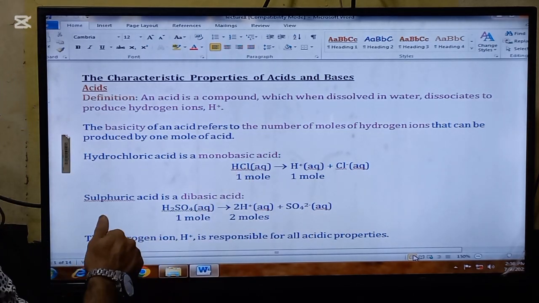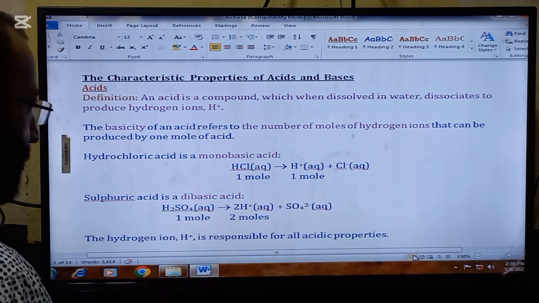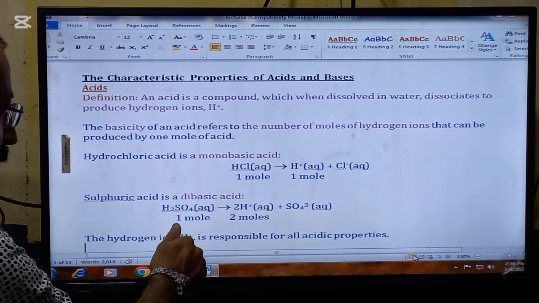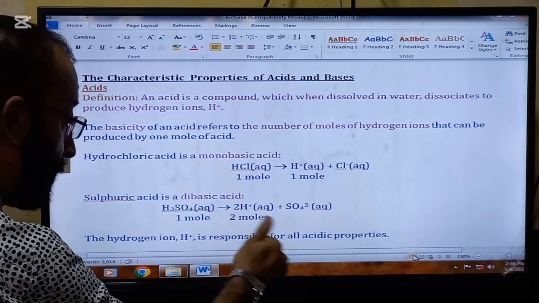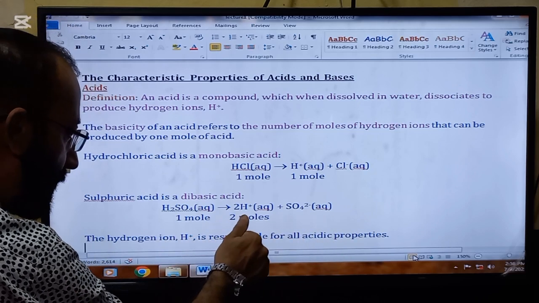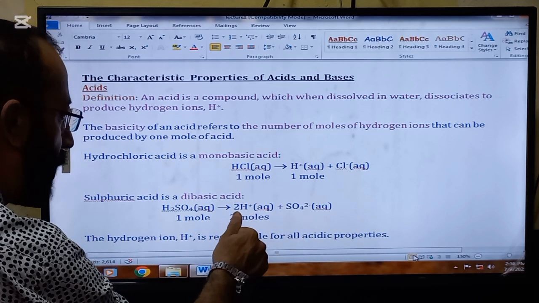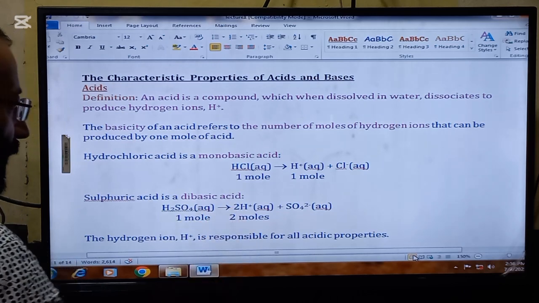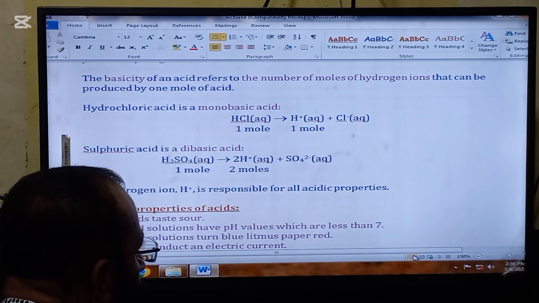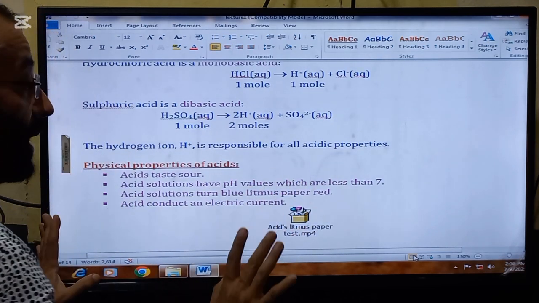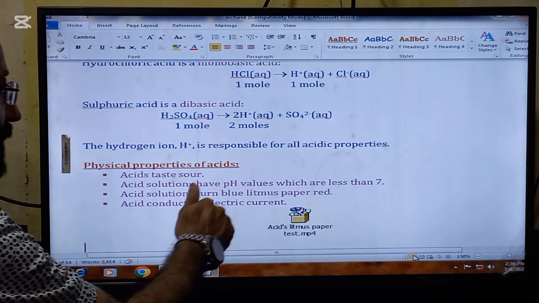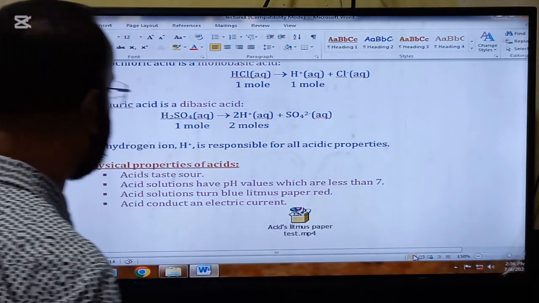Here is another example. Sulfuric acid is a dibasic acid. So when this is dissolved in water, H2SO4 is dissociated into 2H plus and SO4 2 minus. So look now, you can see 2H plus are there. So that's why this is called dibasic acid. The hydrogen ion H plus is responsible for all acidic properties. So here is another very important point. The hydrogen ion H plus is responsible for all acidic properties.